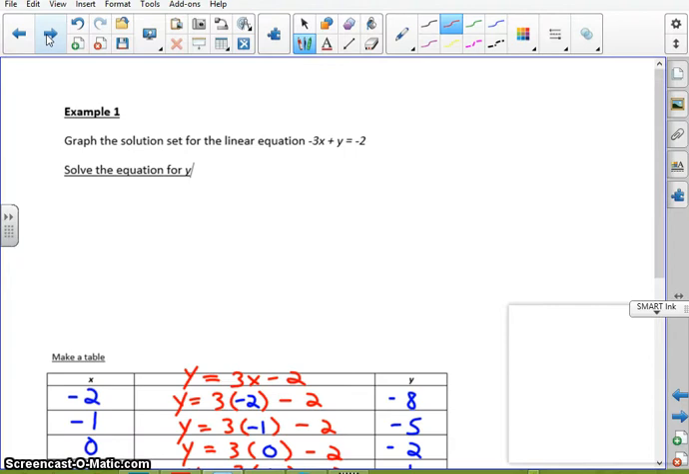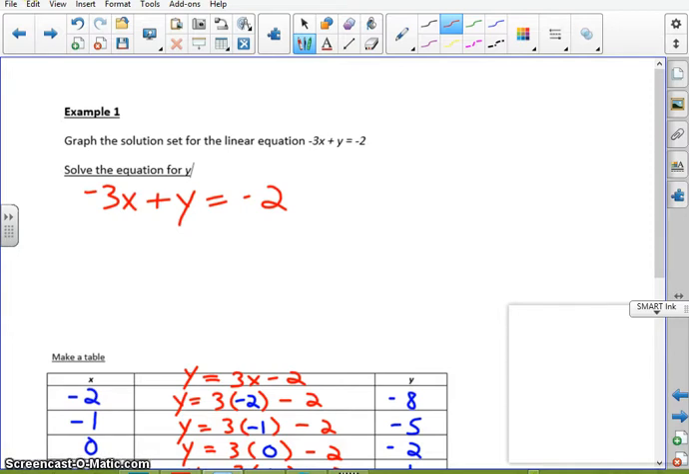So if you look at the first example here, graph the solution set for the linear equation -3x plus y equals -2. Before we can graph this, we need to solve to get y all by itself.